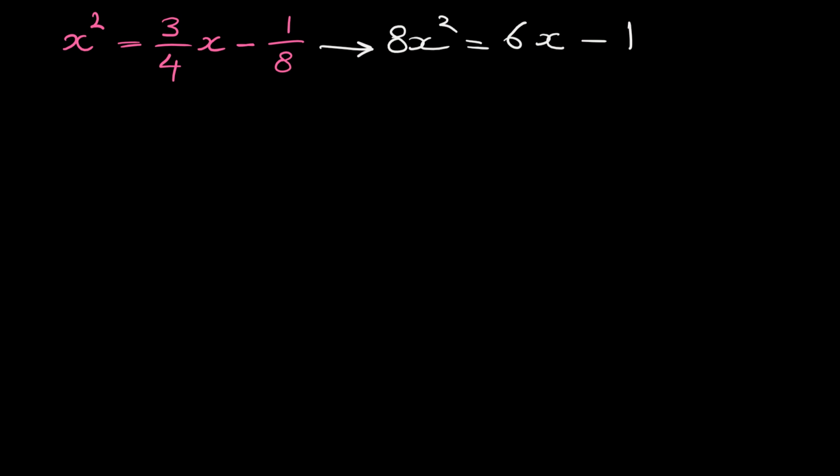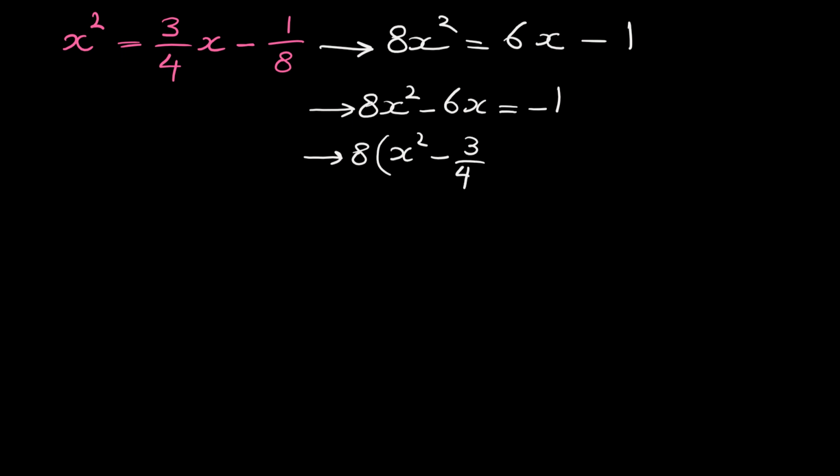But remember, for doing the completing the square, we have to have all the terms with x in the left side, and only the constant, the number, in the other side. So we keep the negative 1 in the right side, and we move 6x to the left. Then we have 8x to the 2 minus 6x equals negative 1. Because the leading coefficient, as you can see, is not 1, it is 8, we factor 8. Then we have x to the 2 minus 6 over 8, which is 3 over 4, x equals negative 1.